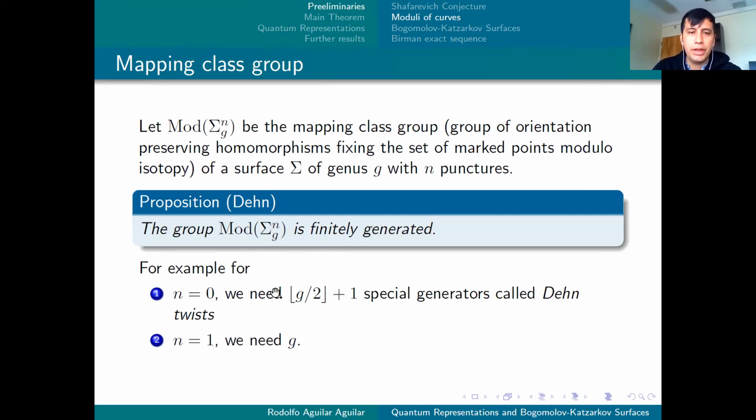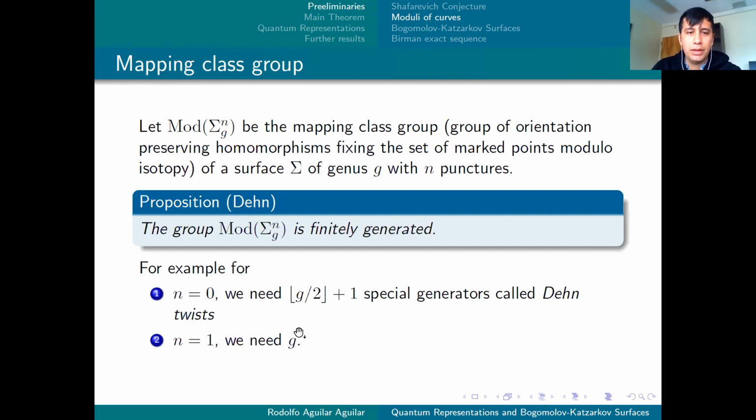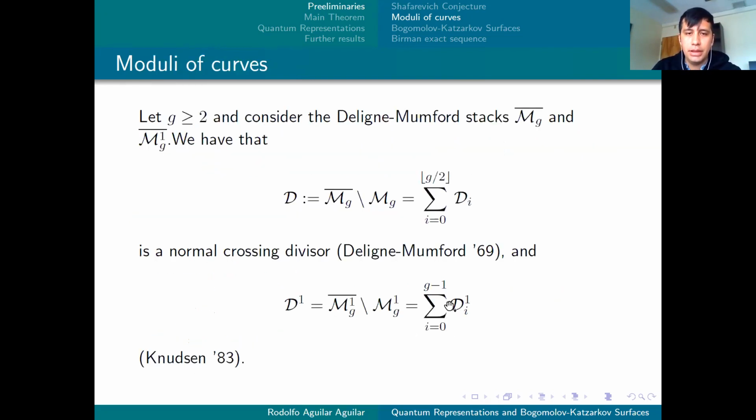For n equal 0, we need the integer part of g over 2 plus 1 special generators called the Dehn twists. Recall that for the Dehn twist, you fix a simple curve, you put a cylinder around it and you twist once around the curve. So note that this number for n equals 0 is the same as the number of irreducible components that we have here. And for n equal 1, we have g. That is precisely the number of divisors that we have in the universal curve.